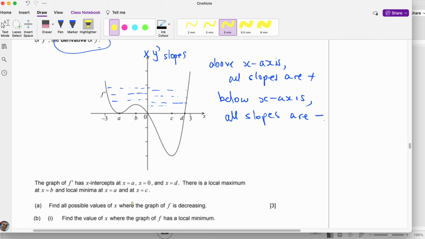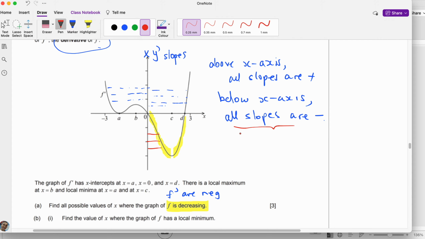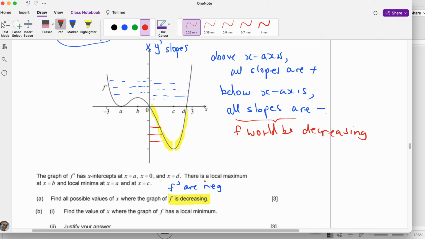So let's just see for what values of x the original function was increasing. Okay, if the original function is decreasing, then what that means is that all the slopes are negative. So another way to think about it is, where is it below the x-axis, okay? So when you have below axis and all slopes are negative, that means that f would be decreasing. So basically, the answer to our question is that anywhere between 0 and d, it's decreasing.